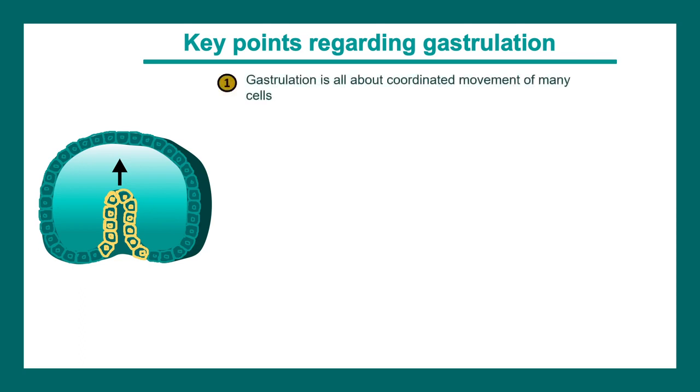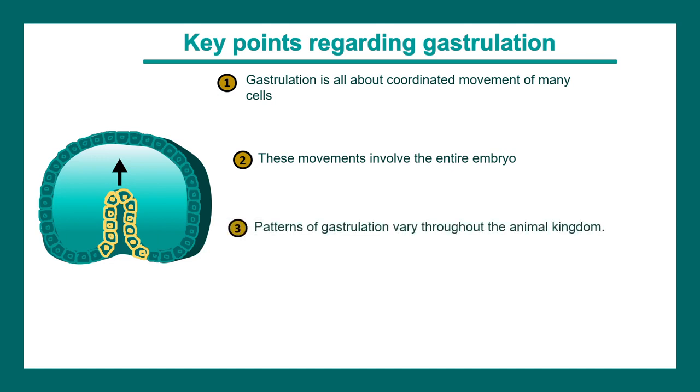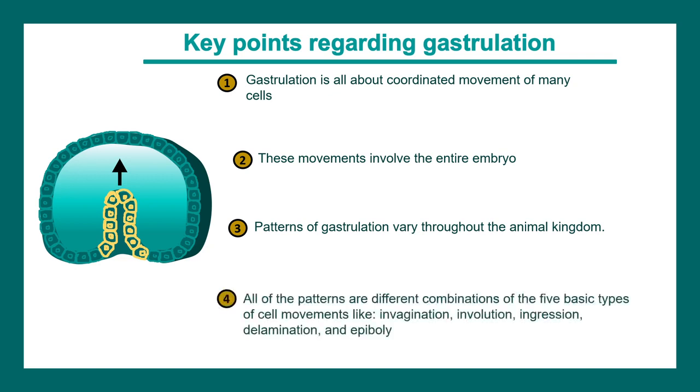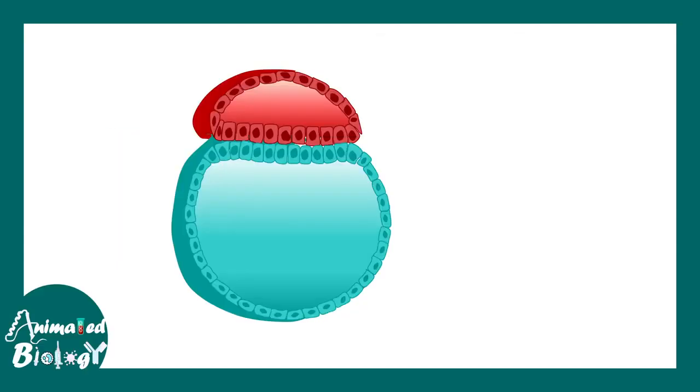features of gastrulation. Gastrulation is all about coordinated movement of cells, and these movements involve the entire embryo. The patterns of gastrulation are very different among the animal kingdom, but gastrulation is a set of movements which are a combination of these basic morphogenetic movements. There could be a combination of, let's say, invagination, ingression and epiboly together, just to give you one example. But not all the possible movements happen together. A combination takes place for a given organism.